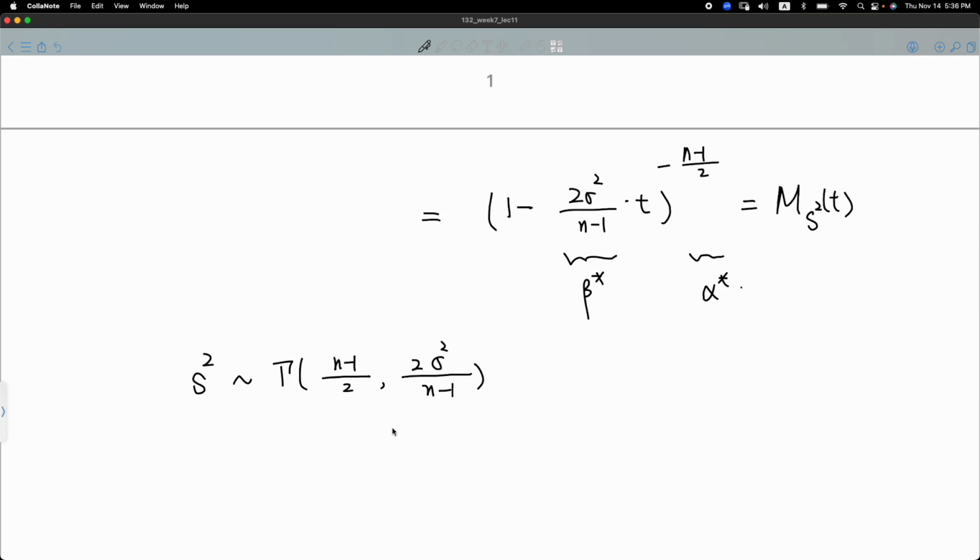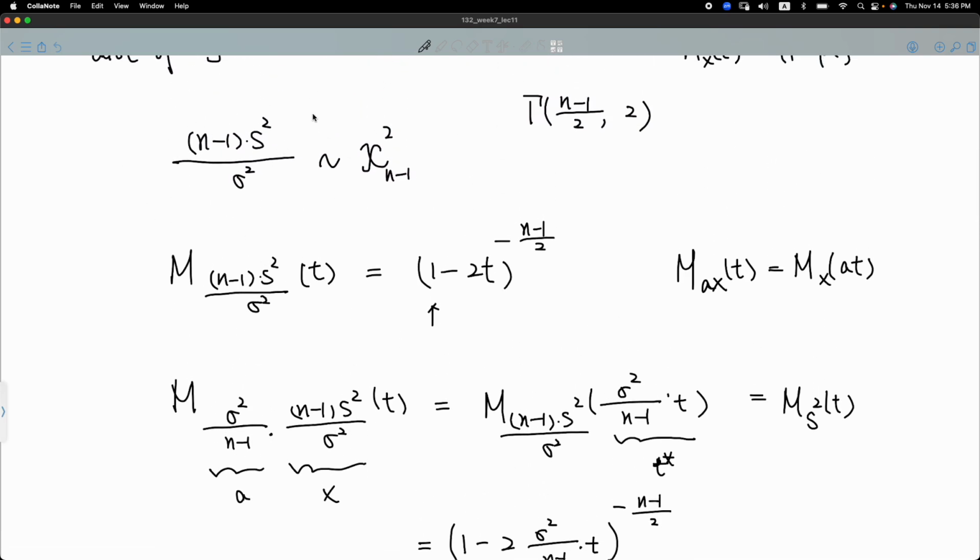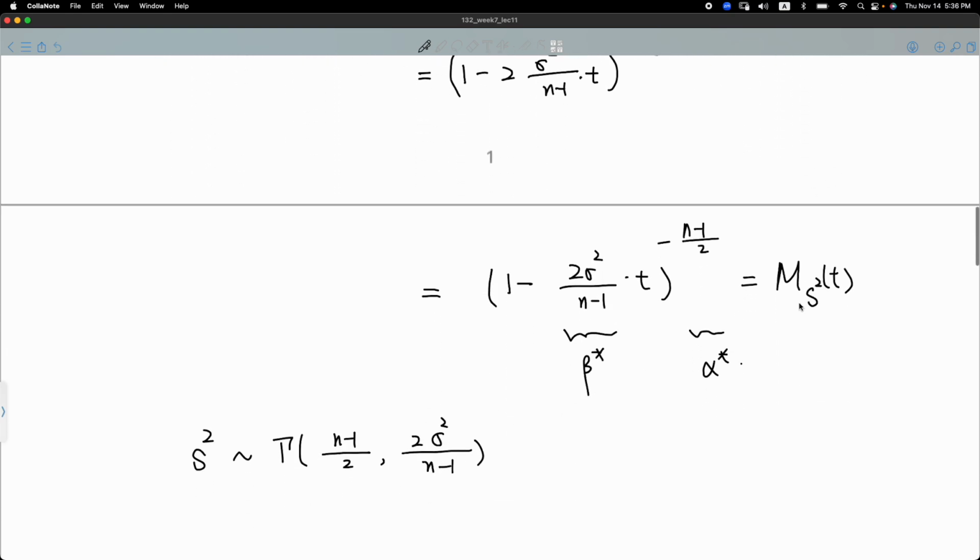Okay, so this is the distribution for S squared. Just to reiterate, what we are doing here is that we know from before that this quantity follows a chi-square distribution with degrees of freedom n-1, which is a special case of a gamma distribution. Now we are interested in the distribution for S squared. So we use the moment-generating function for a known quantity, and after some manipulation we obtain the moment-generating function for S squared. That gives the distribution for S squared, which is also a gamma distribution, but with new alpha and beta.